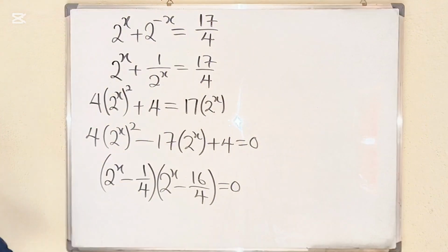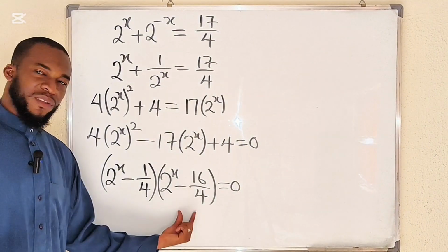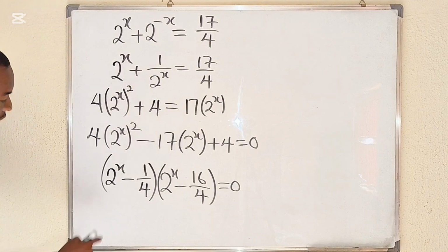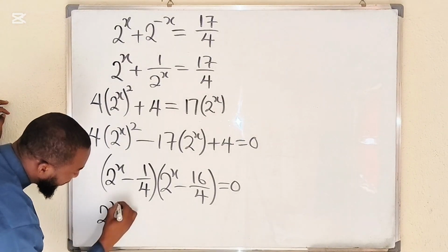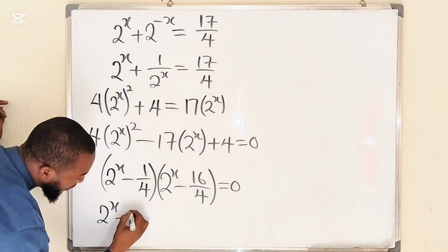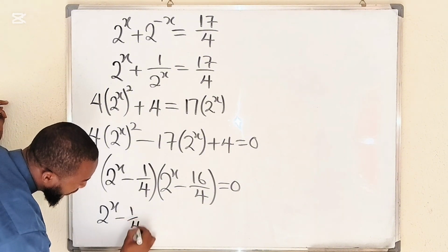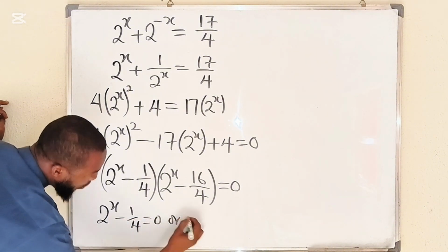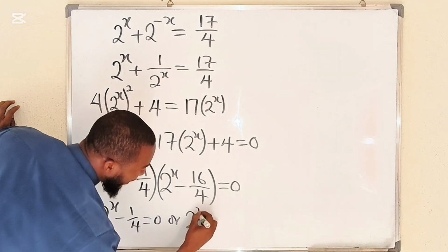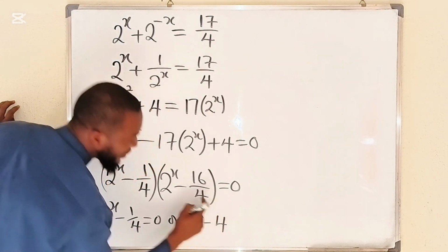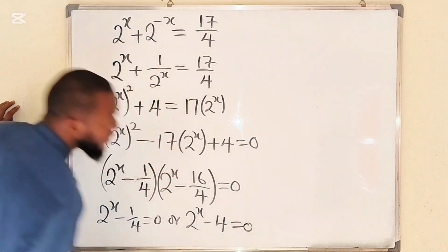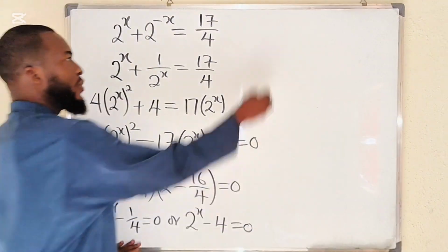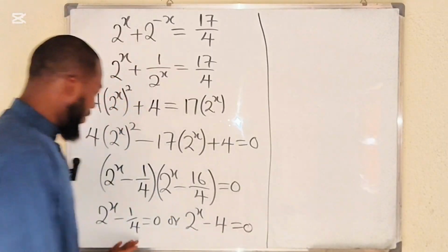All right, it implies either this is 0 or this is 0. Let me start with this one. 2 to the power of x minus 1 over 4 equals 0, or 2 to the power of x minus 4, because 16 divided by 4 is 4, equals 0. So let's solve these two equations separately. Let me start with the first one.